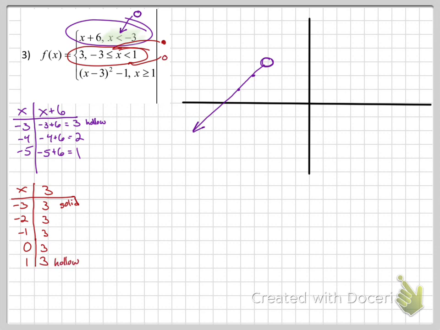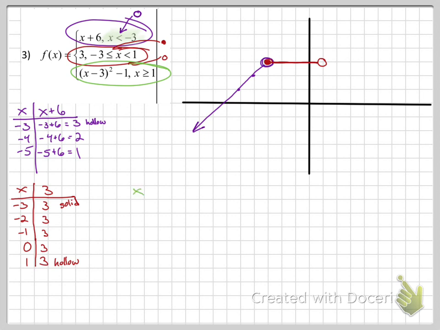So -3, 3 happens to land right on top of my other graph. And now I'm filling it in because it said that dot's supposed to be solid. And then 1, 3 is supposed to be hollow. And then the answer's 3 for everyone else. So it's a straight line going sideways. Piece of a line.